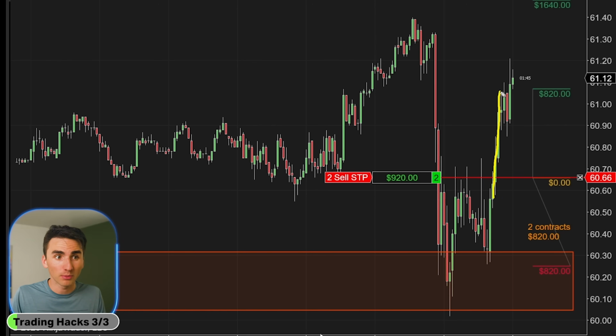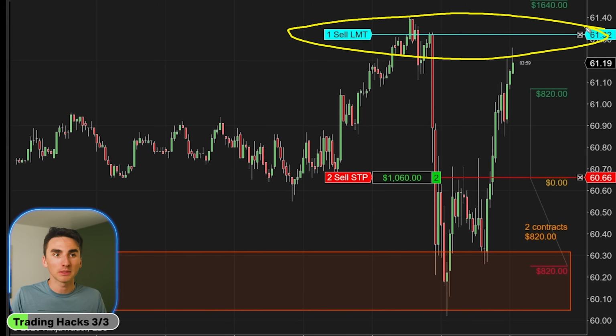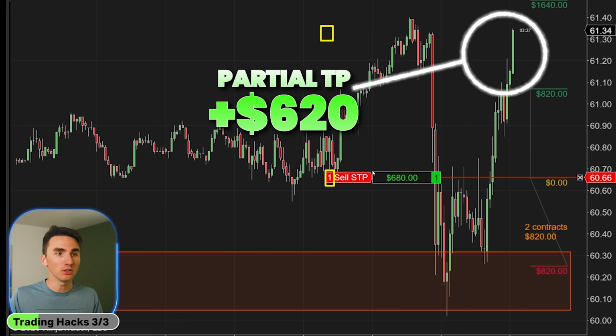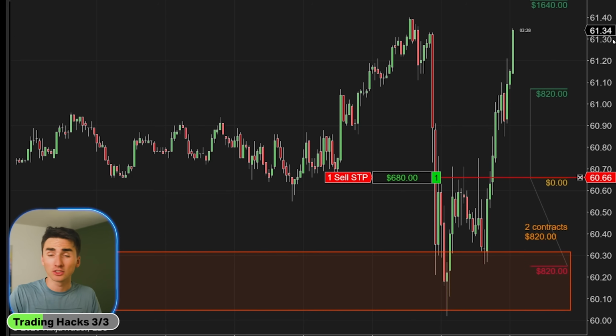And the helpful part is it had this little micro pullback here. That's when I moved it up. And then from there, I put in a limit order at this high here, because I said, I don't want to manage it in real time. I want to just get out of half of my trade, one of my two contracts, when it punches up to this level. And so right there, you can see it closed. I took about half of my profits there.